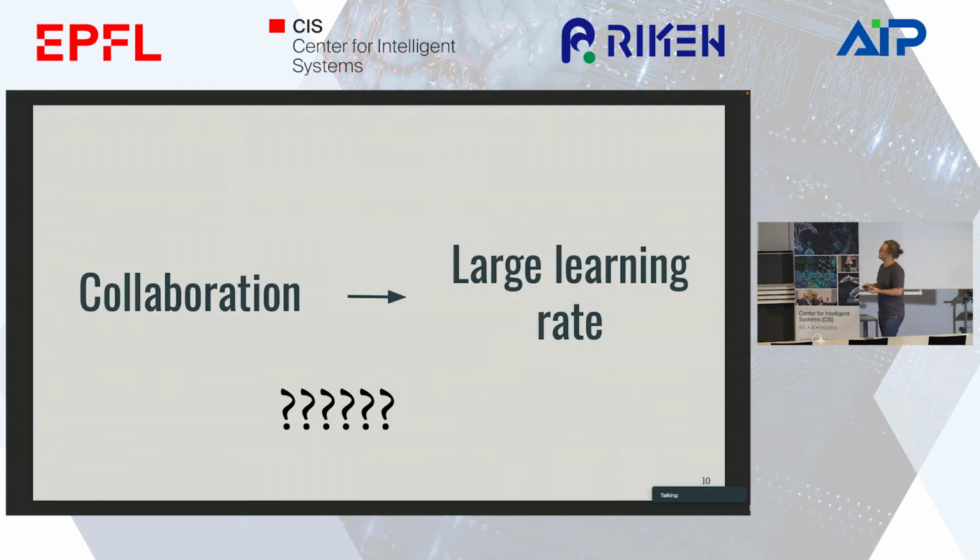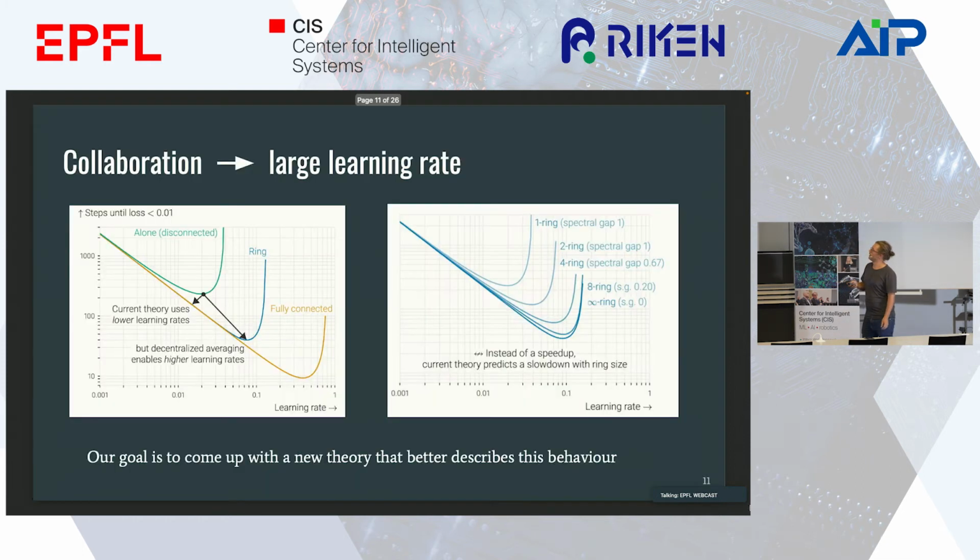And so in this case, it looks like collaboration is the opposite of what it is for the centralized case. It actually leads to smaller learning rates. And well, that seems kind of counterintuitive. And we want to investigate that question in this talk. And when you actually look at the performances in practice, it's not the case. Collaboration allows large learning rates.